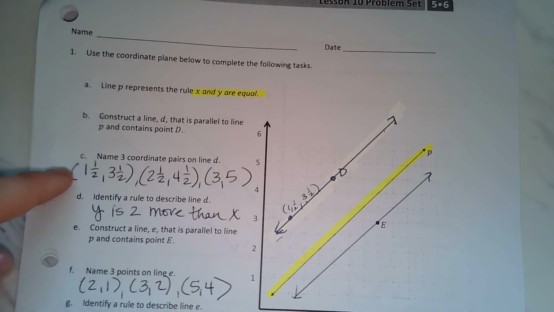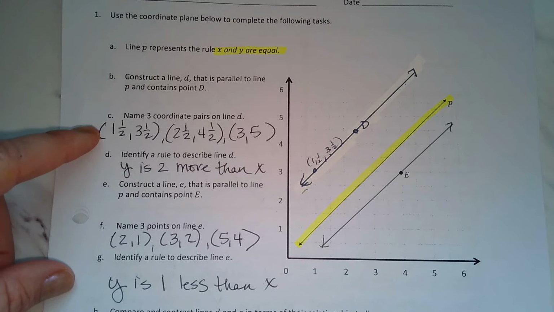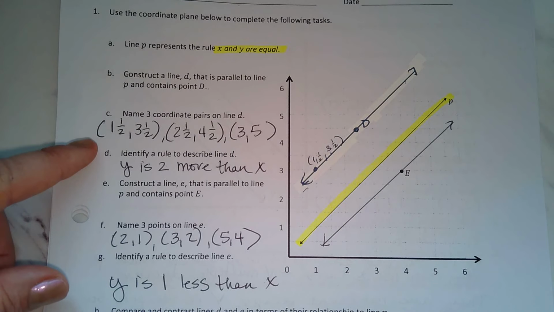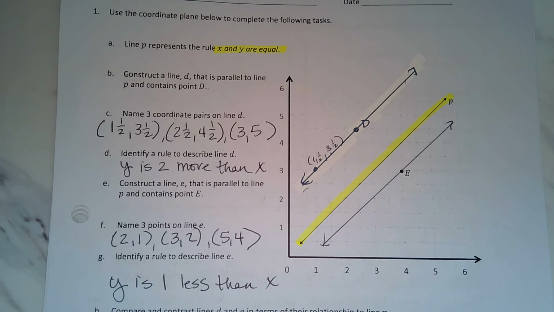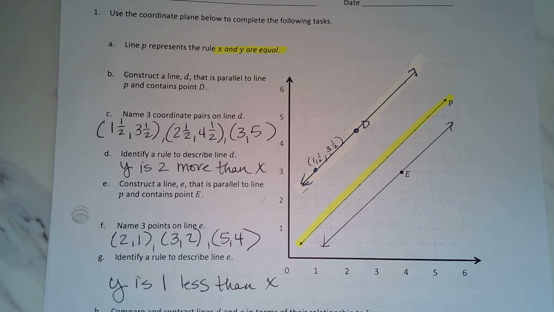And your coordinates might not be the same, but these are the coordinates that I came up with for points on line D. Then identify a rule to describe line D. Y is 2 more than X. Then I constructed the line. Name 3 points on line E. So (2, 1), (3, 2), (5, 4).